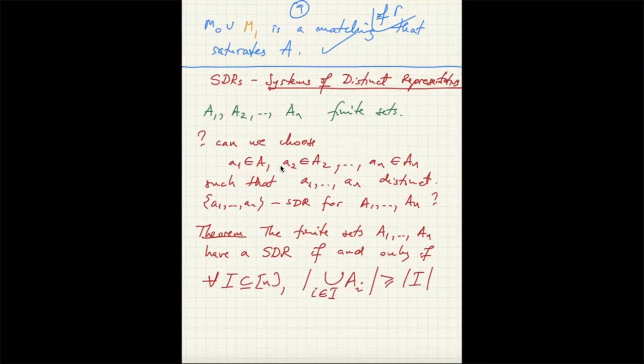And what does this have to do with Hall's marriage theorem? It turns out that this theorem is actually equivalent to Hall's marriage theorem, just a different way of stating it. Let me show you how that works.